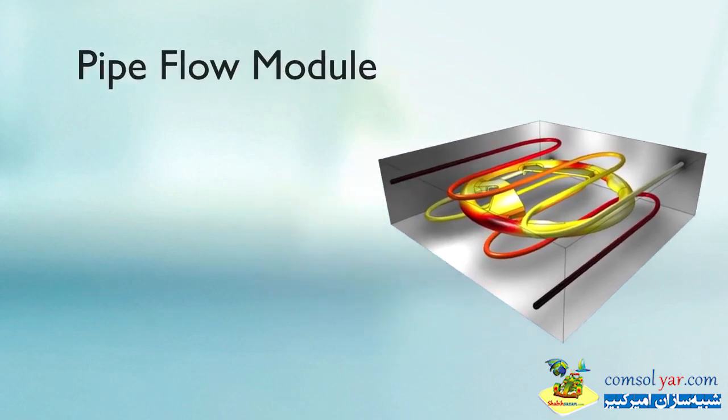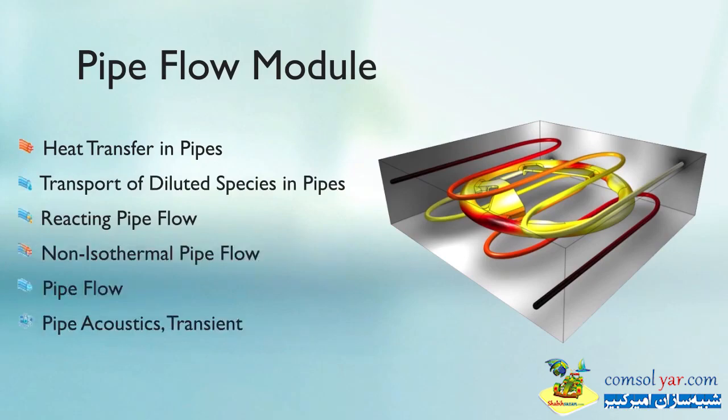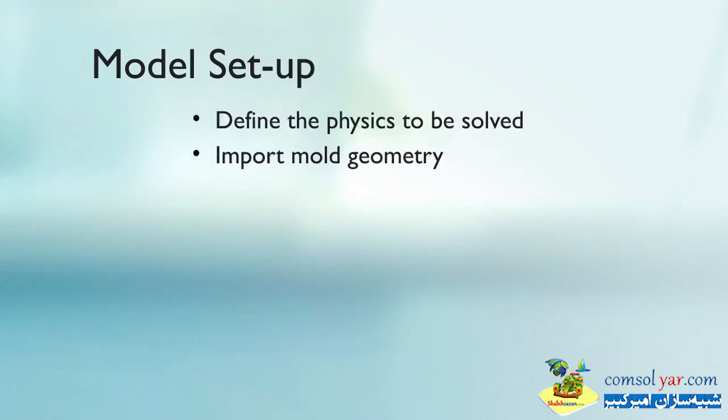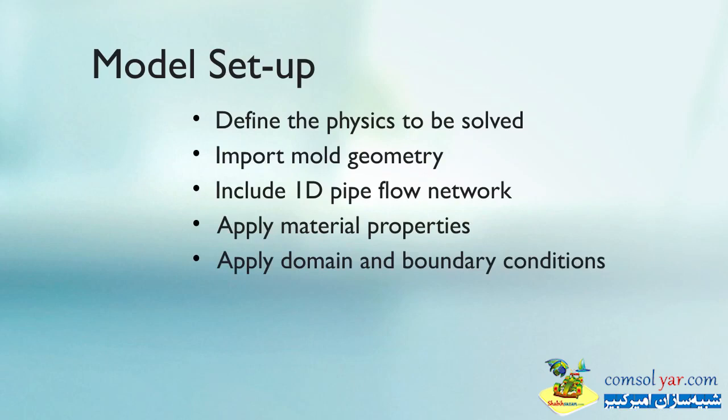Not only restricted to heat transfer, the pipe flow module can also simulate mass transfer, fluid flow, acoustics, and the water hammer effect. In this example, I will define the physics and geometry of the model and then include the pipe flow network as embedded edges. I will then apply material properties and the domain and boundary conditions. The model will then be meshed and solved, and I will perform some post-processing.